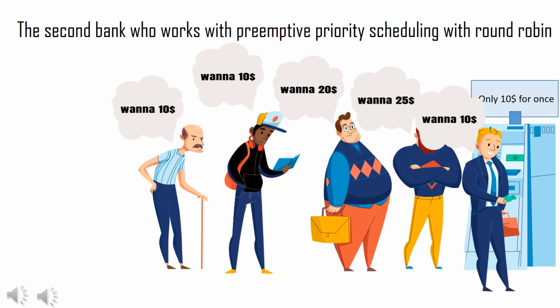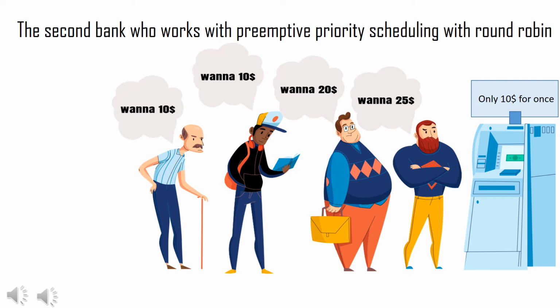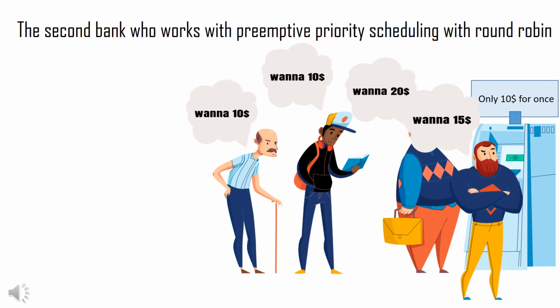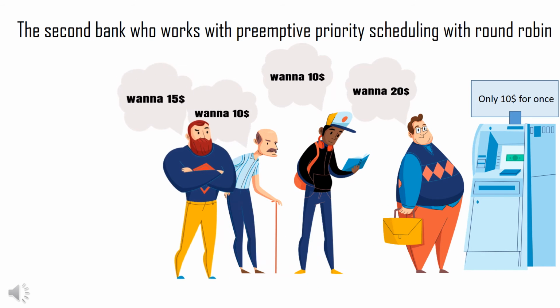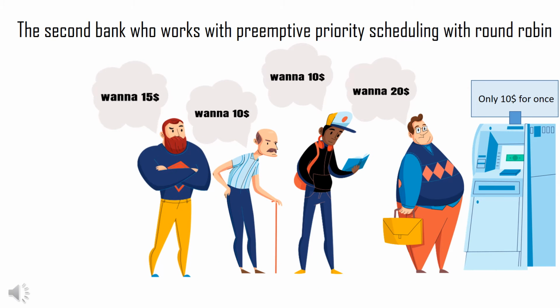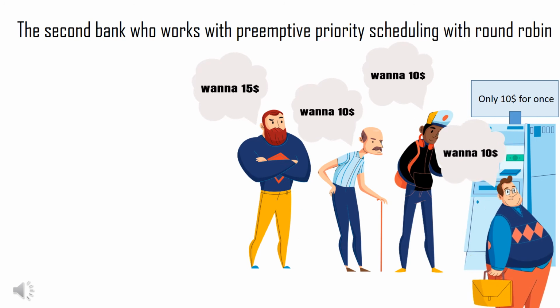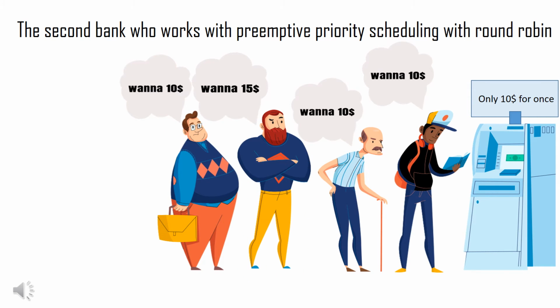So like we said before, the ATM is like the CPU, and the quantum here is $10 at once. Everyone who just wants $10 will take it and go with no problem. But the next man wanted $25, so he's going to take just $10. Then he's going to wait in the queue again to take the rest of his money, and so on. Now the next man will do the same thing, and anyone who wants less than $10 can just take the amount he needs, no less, no more.